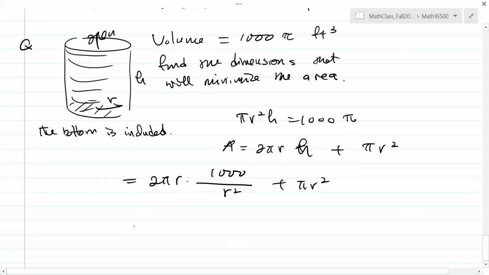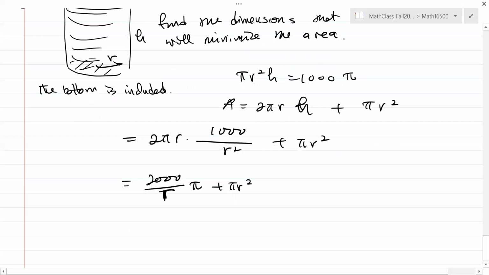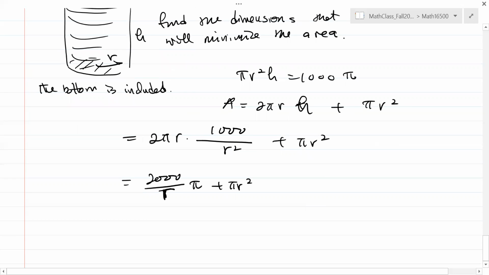Okay, so you get 2,000 over r plus pi r squared. So this surface area has a minimum value, because when r goes to 0 or infinity, the area goes to infinity. So somewhere it has a minimum value. This is r, this is a. The graph looks like that.